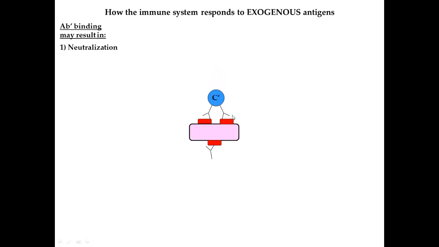Another thing that antibodies can do, we learned a little bit about this in innate immunity. Antibodies can bind to complement proteins and trigger the complement cascade. Remember, this is the classical pathway of initiation of complement. So the second thing is complement activation.